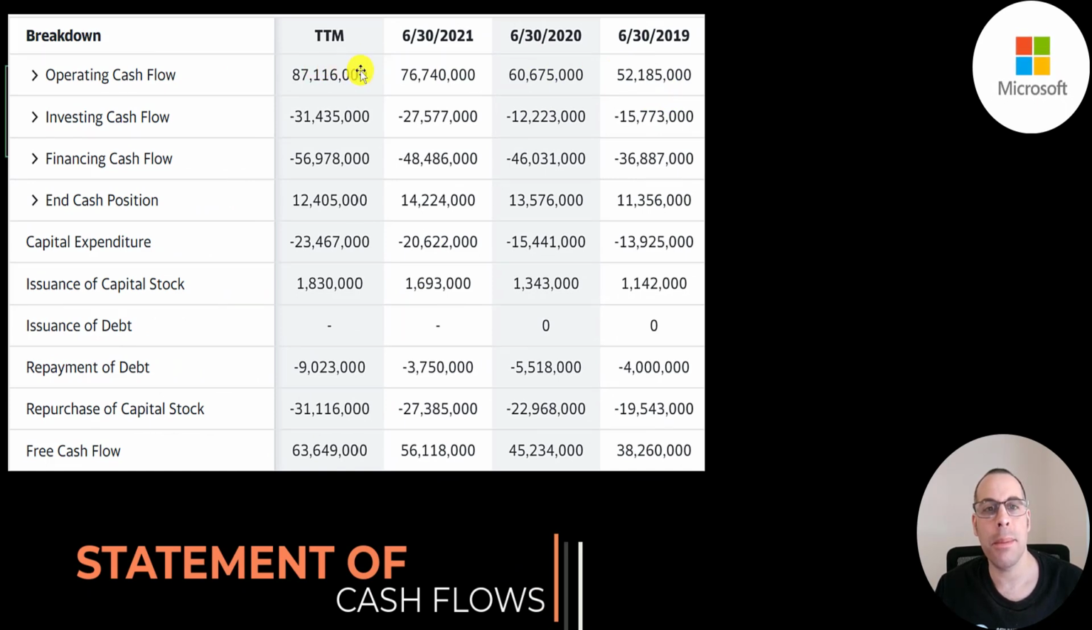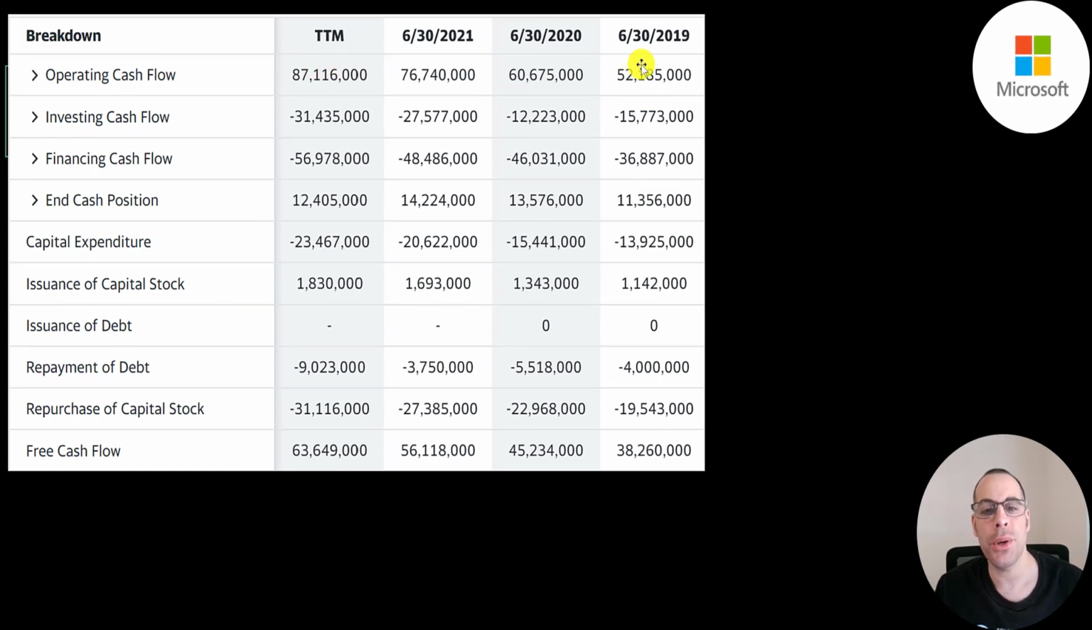That's how much cash the company generates from its operational business. And they generate tons of cash flow, 52 billion up to 87 billion. And they do spend a lot on CapEx, over $23 billion in the trailing 12 months. Operating cash flow minus CapEx gives you your free cash flow.